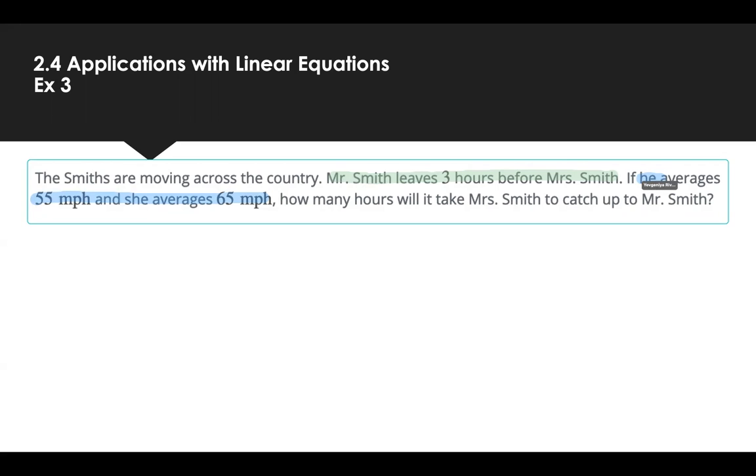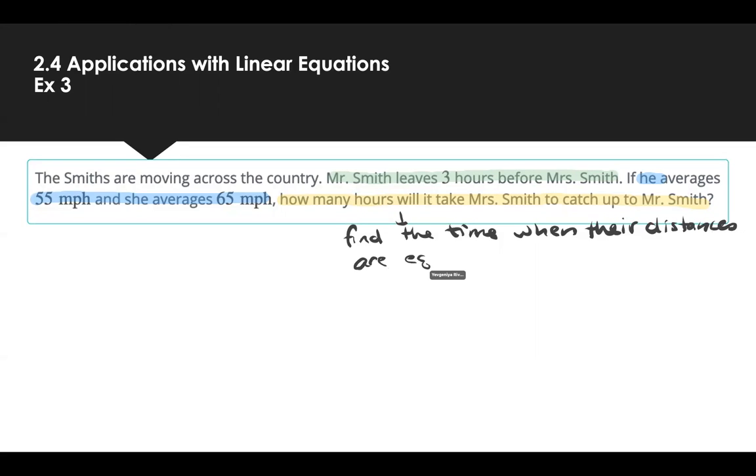And what we want to know is how many hours will it take Mrs. Smith to catch up to Mr. Smith? Now, this is essentially saying that we're interested in finding out the time, right? So find the time when their distances from home are equal, right? So we want their distances to be the same. That means that they have caught up to each other, right? Okay, so let's set this up.